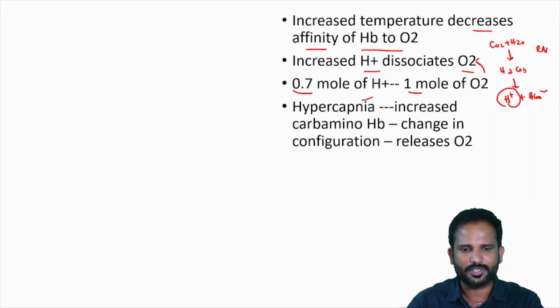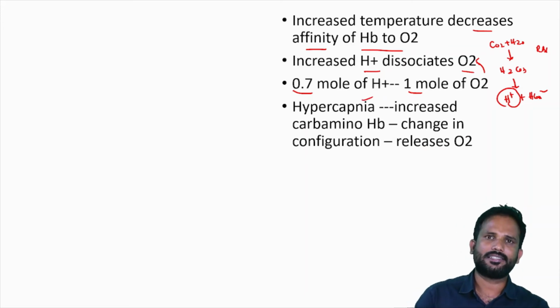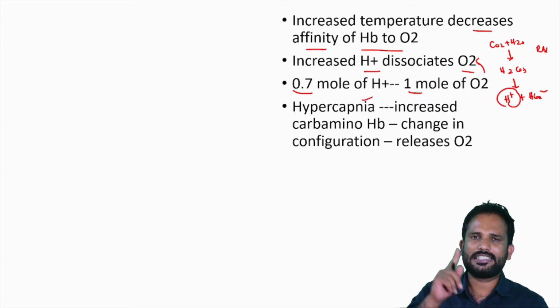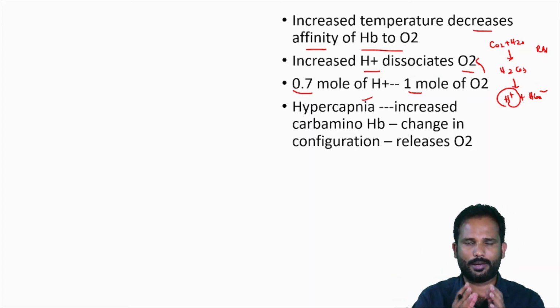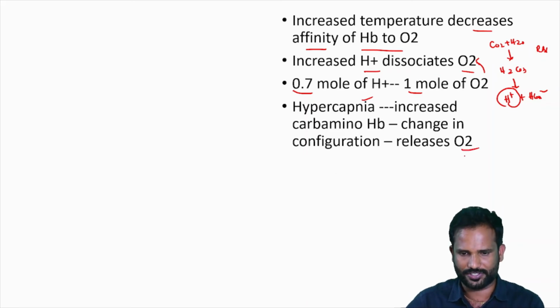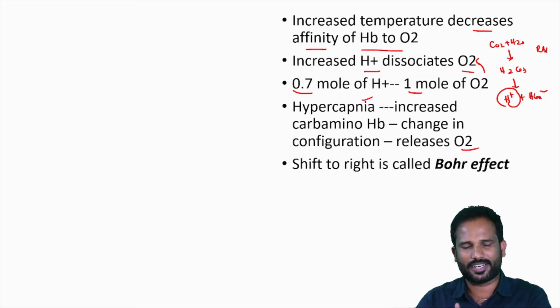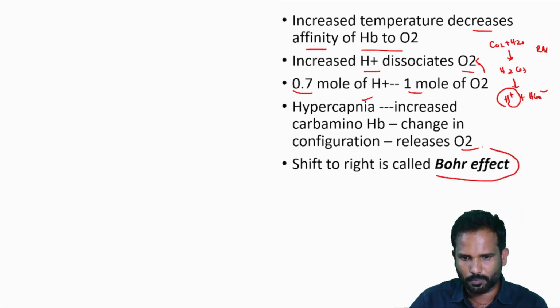And coming to hypercapnia, increased carbon dioxide in the RBC will cause increased formation of carbaminohemoglobin. This carbaminohemoglobin will cause structural change in the hemoglobin, and that causes dissociation of oxygen. And all these entities, whatever is causing unloading of oxygen or shift to the right, is called the Bohr effect.